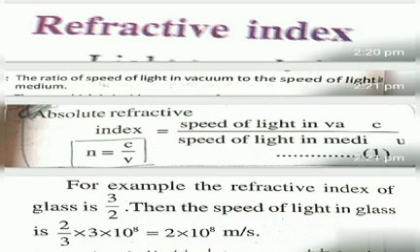Because he is asking us to calculate the speed of light in glass. Glass is one of the media. So what is the speed of light in glass? We have to identify that glass is one of the media, and the speed in it is denoted by V.